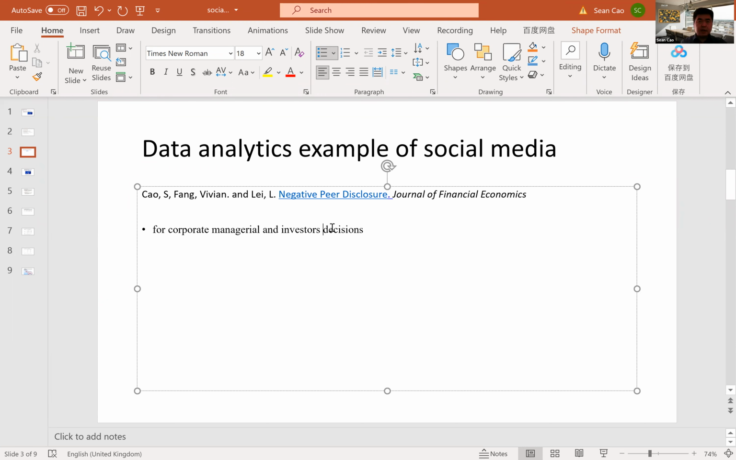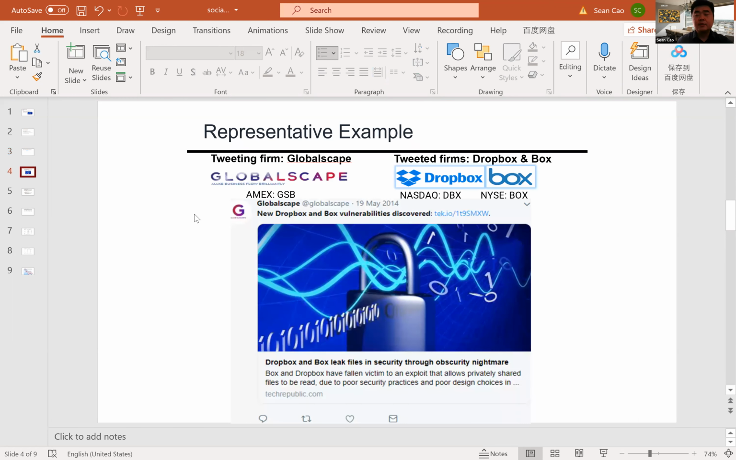I want to talk about how to use the Twitter data. So let's look at the same example we talked about earlier. How do we use this data to help investors, to help managers? This is the question. Let's just recap a little bit about the example. So what is the example?